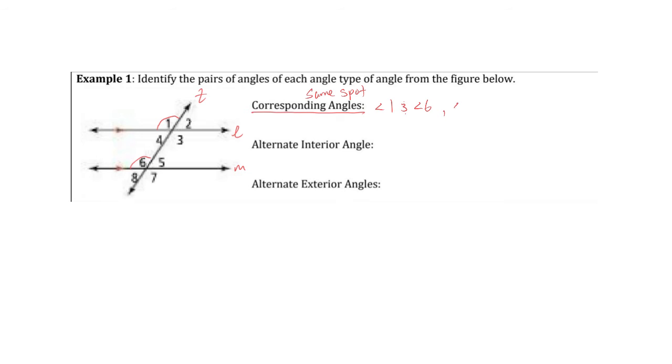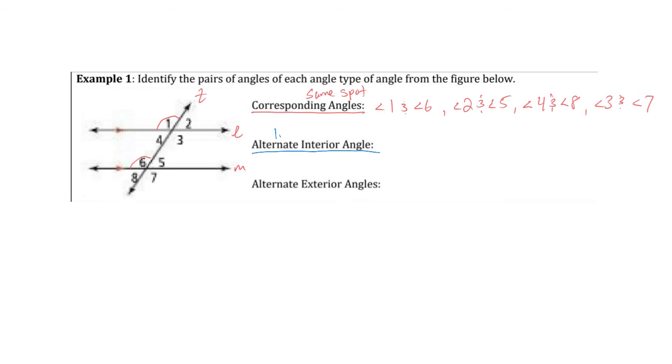If we look at angle 2, it is in the top right, so that's corresponding to the top right of M, which is angle 5. Next is angle 4, that's on the bottom left of L, so bottom left of M is angle 8. And lastly, angle 3 is on the bottom right, so that corresponds with angle 7 on the bottom right of M. Okay, so that is when we find corresponding. Remember, same side, same spot.